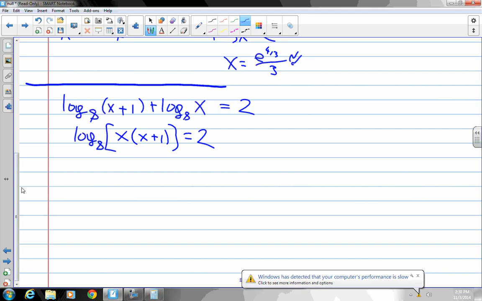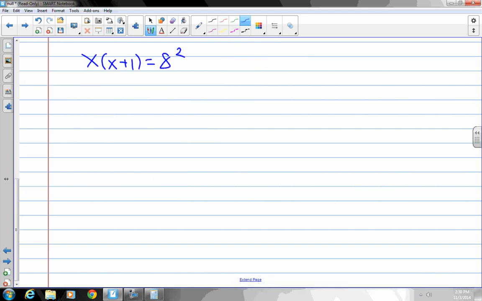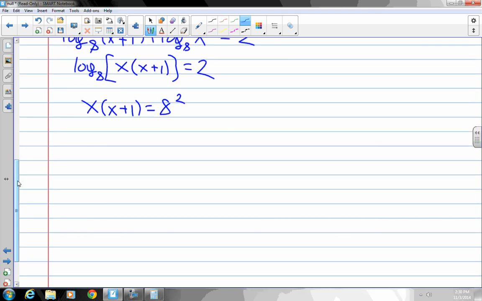Again, it's the insides equals base to the power. Right? So it is x squared plus x minus 64 equals 0. Quadratic equation. I can solve any quadratic equation. I don't think I can factor that one. So we'll just use the quadratic formula.